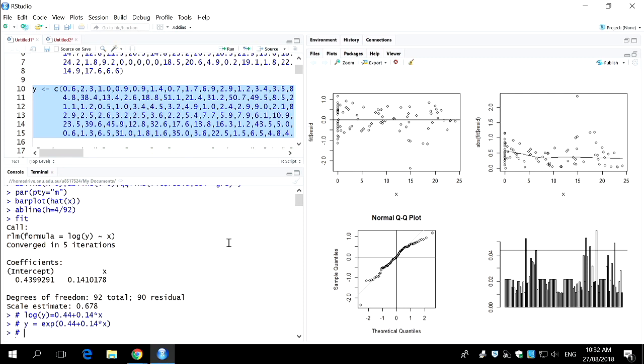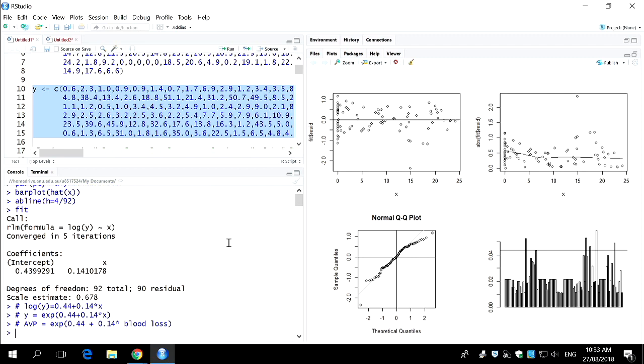Nobody likes talking about y's and x's. What you should write is AVP, that's your hormone, is equal to exp(0.44 plus 0.14 times blood loss). Right, write it in English if you can, or as much English as you can, right? Remember, this is to tell somebody what's going on. If you just say X and Y and they don't know what X and Y is, you might as well have just said blah, blah, blah, right? And they won't respect you anymore, okay? So always write down your model.